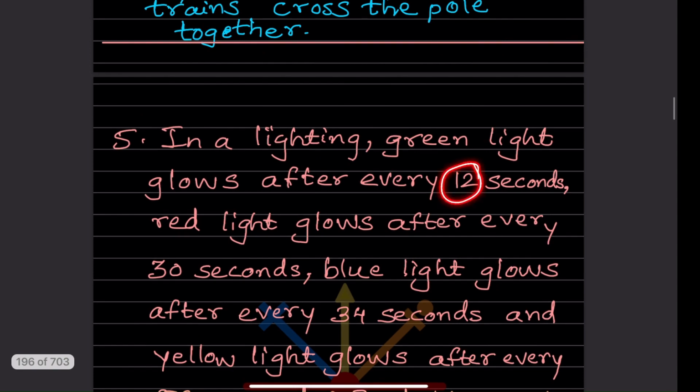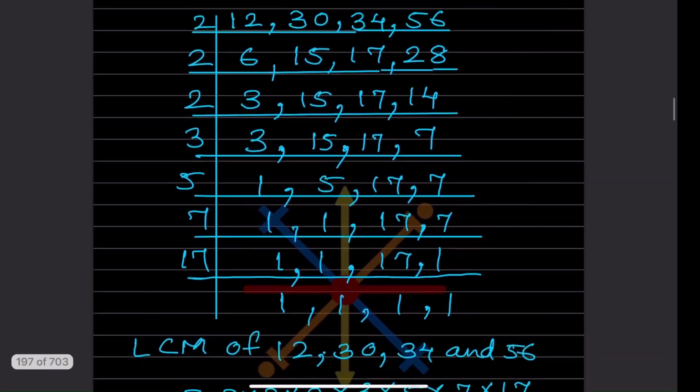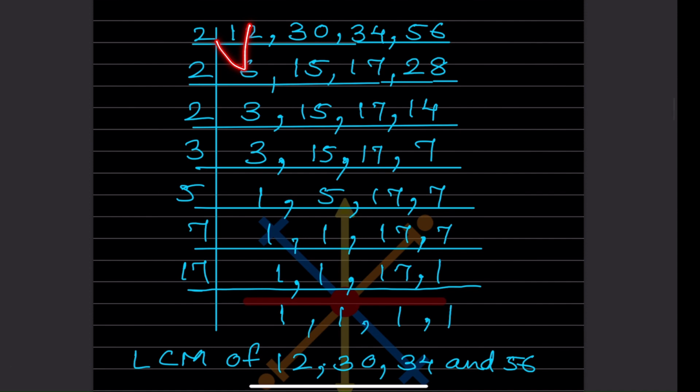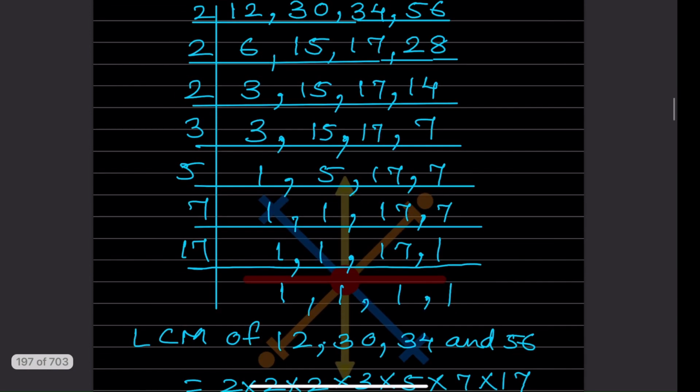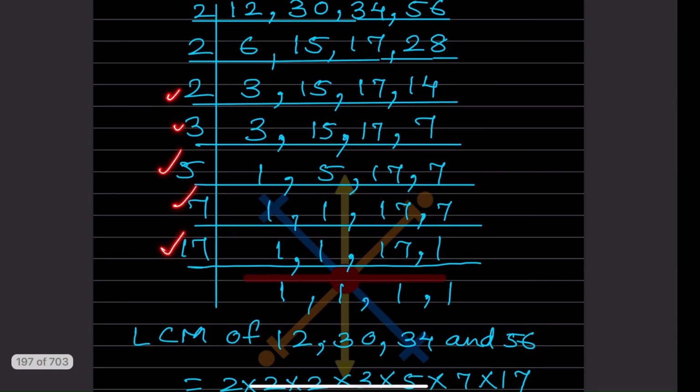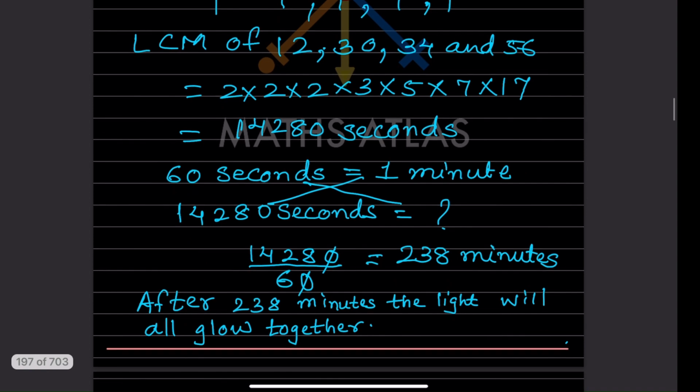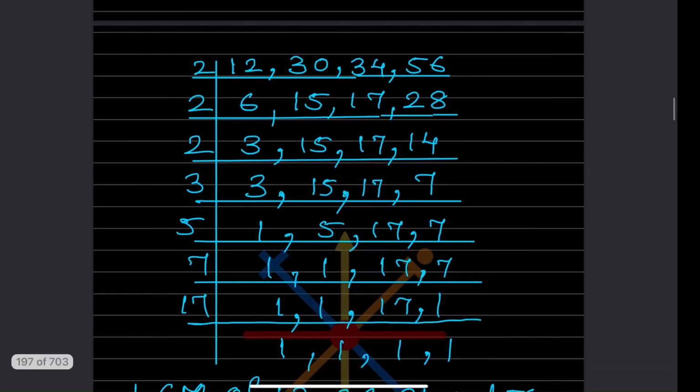And this one, four numbers are here. So now you can take the LCM in the same way, over here by 2. This goes with 2. Then keep on trying. So whatever factors you got here, you have to complete this and multiply it, and the answer will be 14280, but that will be in seconds.